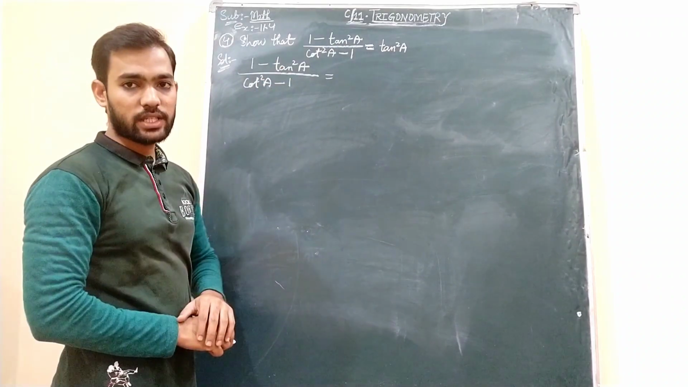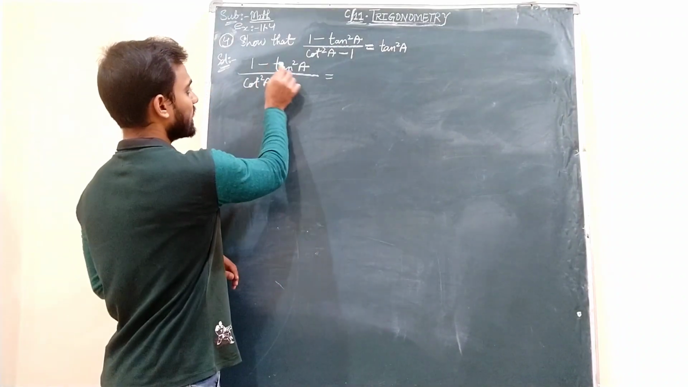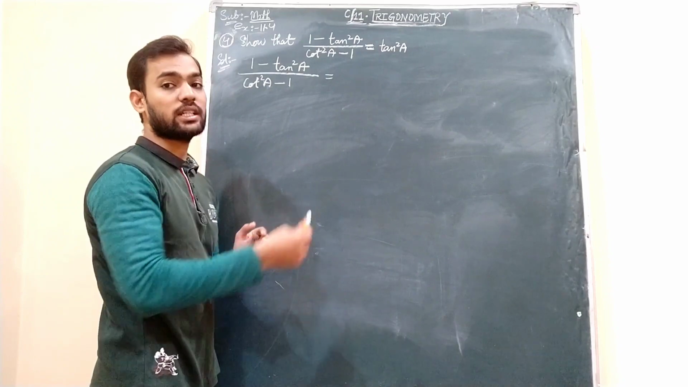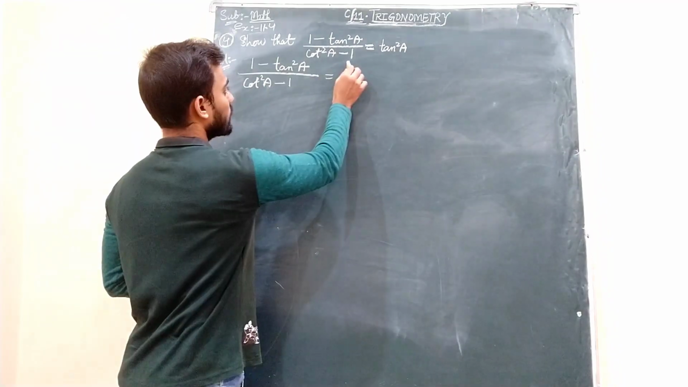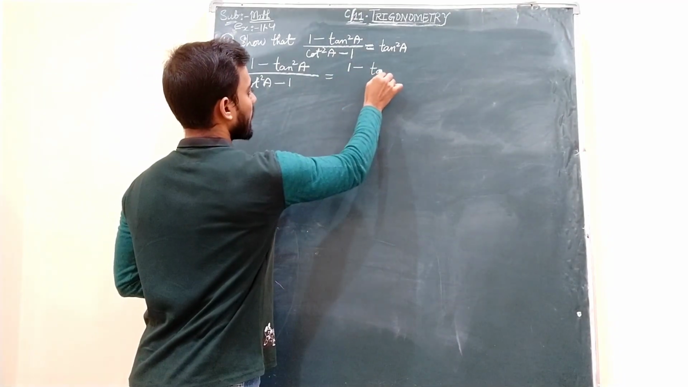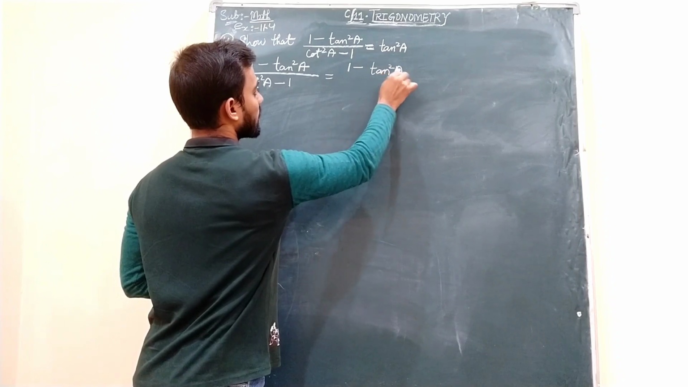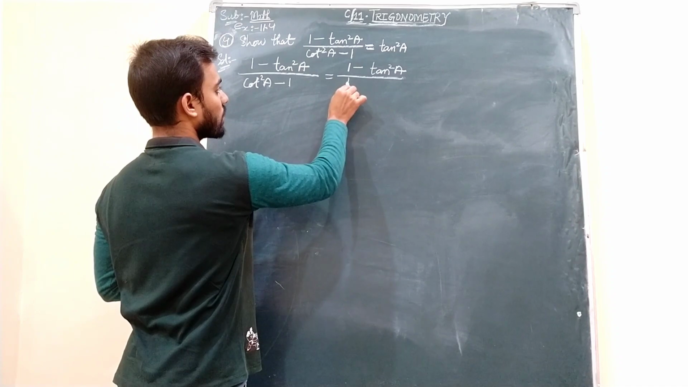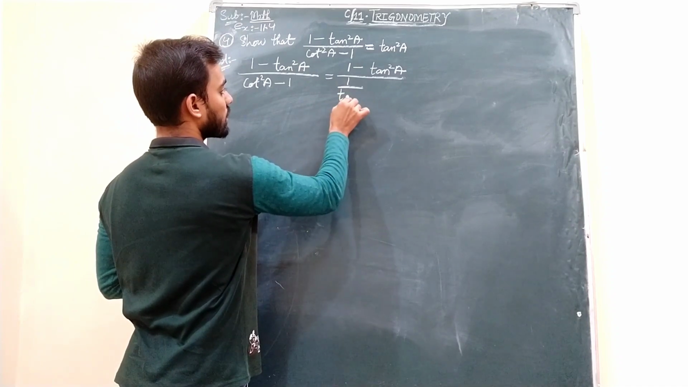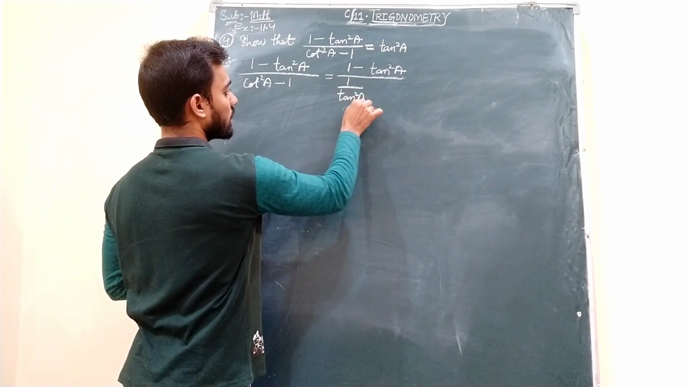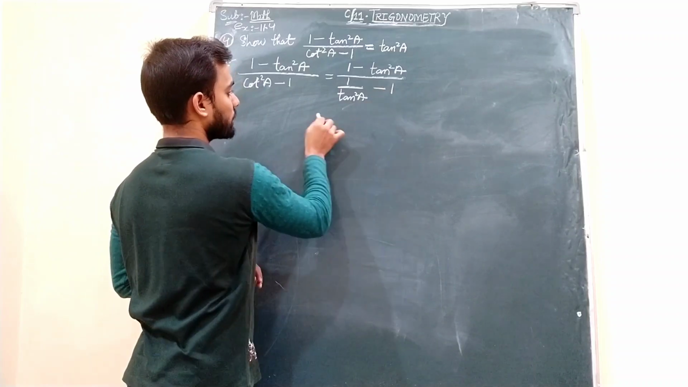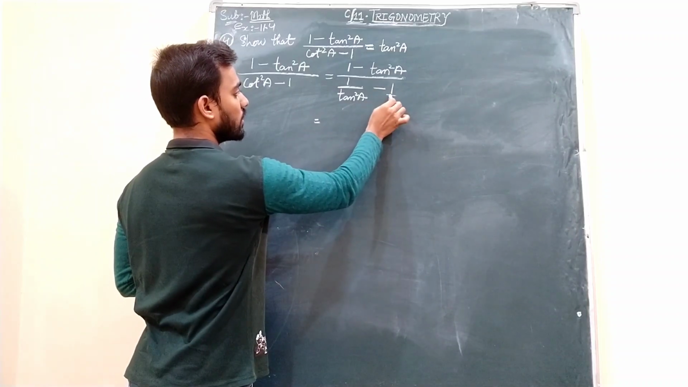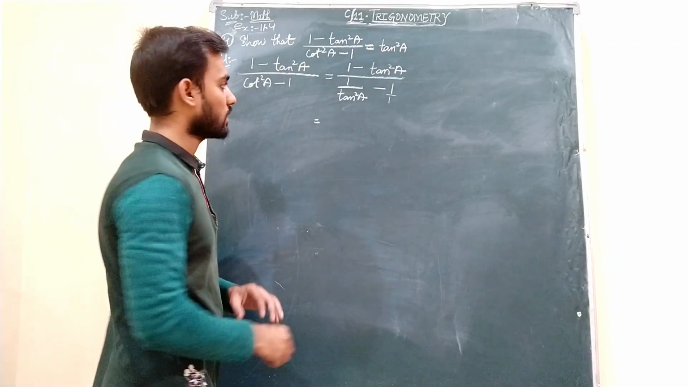These two are related to each other, right? So what I will do, I will keep this as it is, this I will change in terms of tan. Numerator 1 minus tan square a divided by this cot square a can be written as 1 by tan square a, minus 1. If there is nothing in denominator, it will be 1.